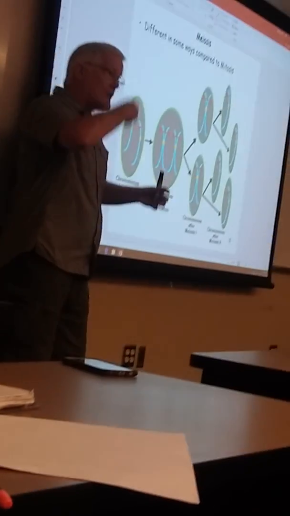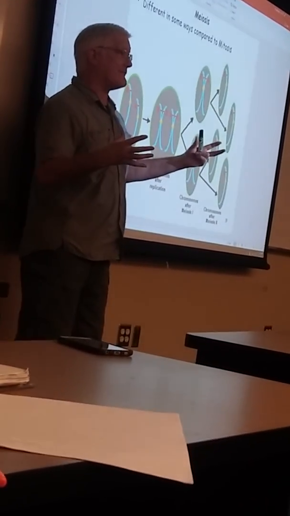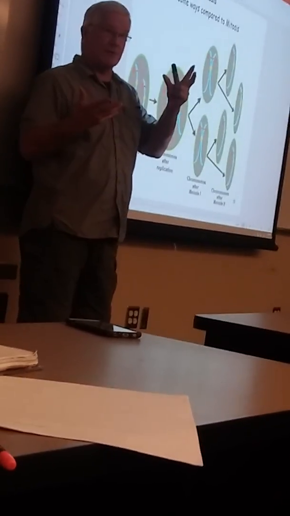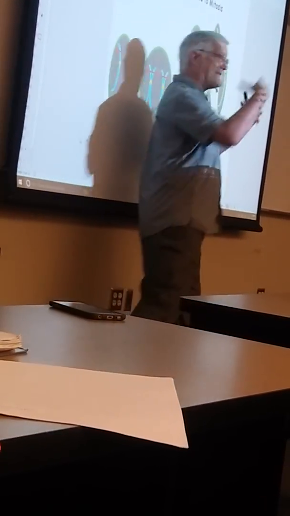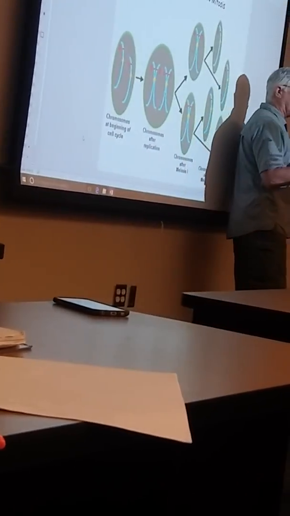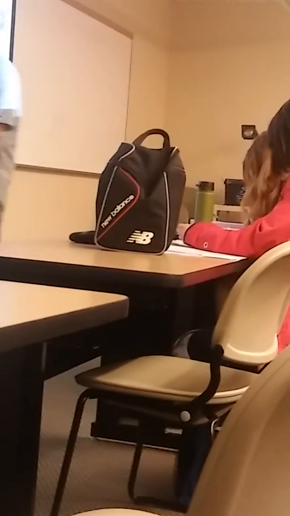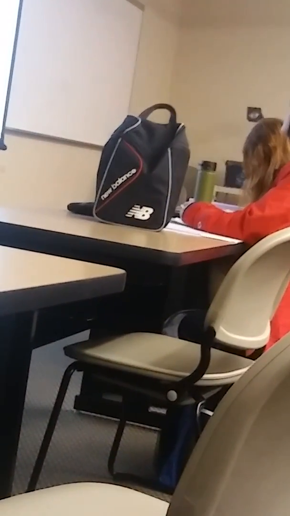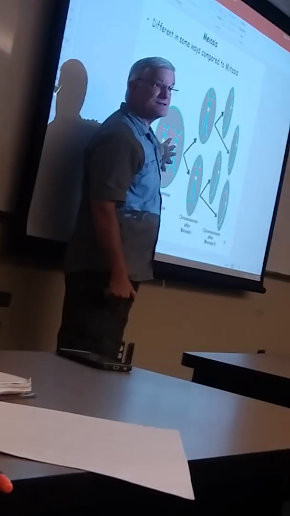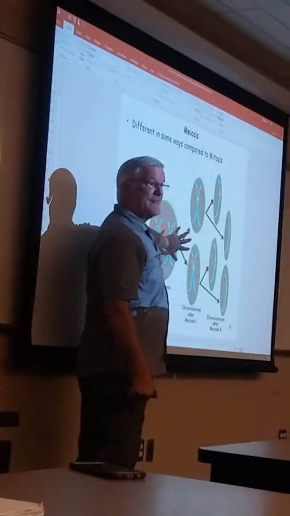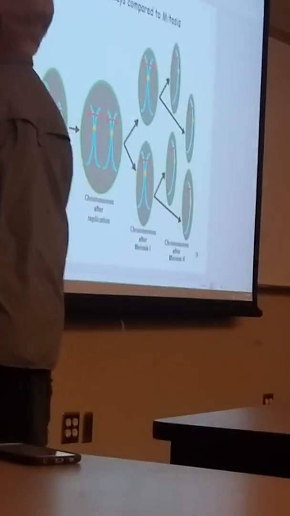So then we go through 2 rounds of cutting in half. First we double, then we cut in half, that gives us back to 46. Cut in half again, that gives back to our 23s. Now, this, in a sense, is a pair of chromosomes. It's a pair in the sense that they have the same genes. This is what's known as a homologous pair.